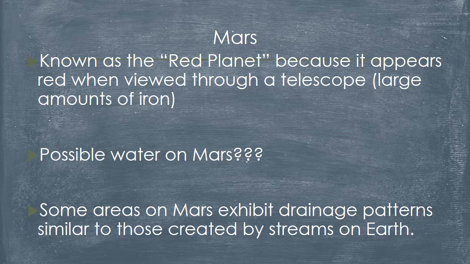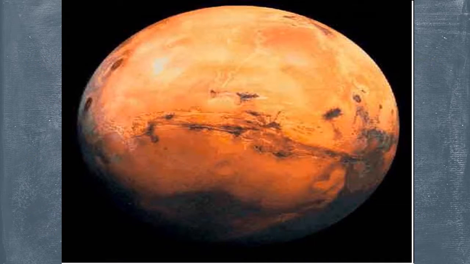Possible water on Mars. So I know that we've seen in the news, scientists are actively searching for water on Mars to see if there might, by any chance, be life on Mars. Because with water comes different kinds of life. Some areas on Mars also exhibit drainage patterns that are similar to those created by streams on Earth, suggesting that there once was water on Mars. And here is Mars. Again, it's got a red tint because of all the iron.